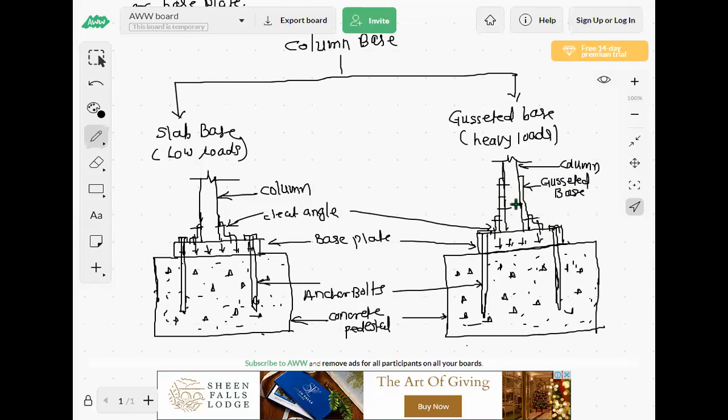Here also connections are there. So the gusseted base may be connected to the column by weld or by bolts. So these are the two types of column base. First is the slab base and second is the gusseted base. So we have seen the basic difference between the slab base and gusseted base by the figures. Okay, so draw the sketches.